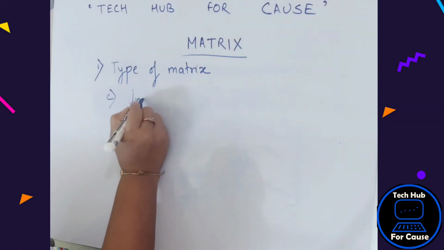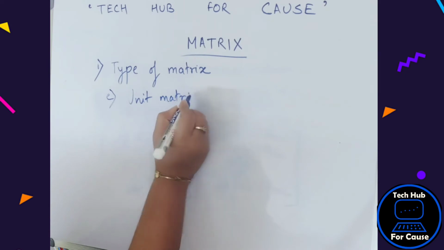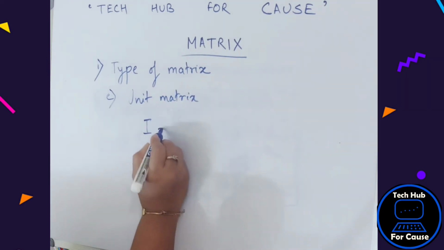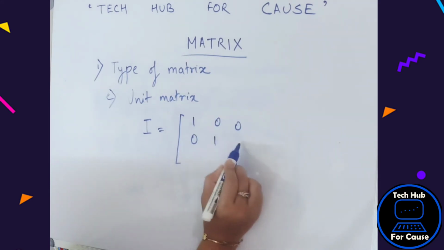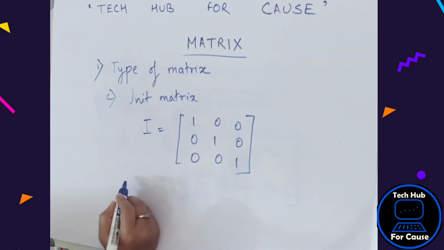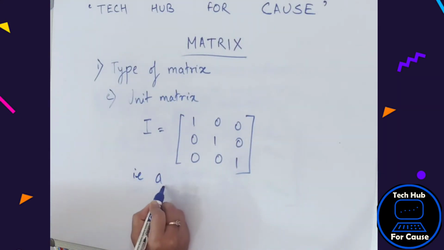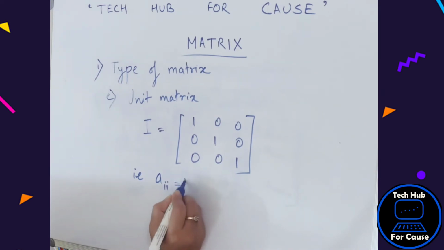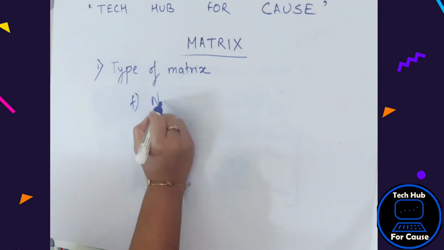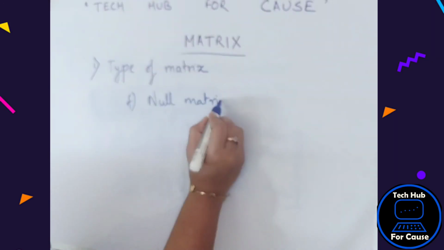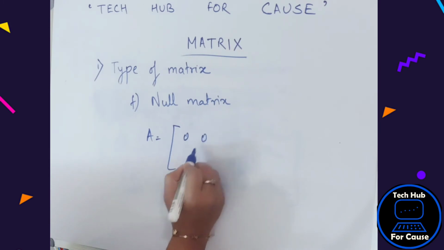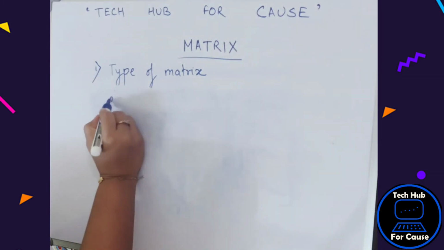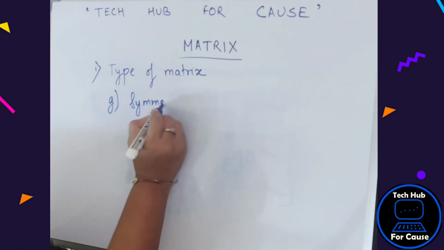The fifth type of matrix is a unit matrix, also known as the identity matrix. In this matrix, all the elements that are present in the diagonal are equal to 1 while all the other elements are equal to 0. That is, all the elements aii are equal to 1 while all elements aij are equal to 0. The sixth type of matrix is the null matrix. As the name indicates, it is a matrix in which all the elements present in the matrix are equal to 0.